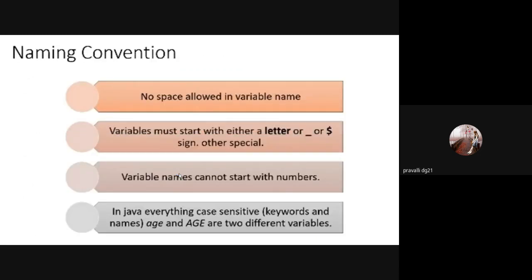Naming convention. No space is allowed in a variable name. Variables must start with either a letter, underscore, or dollar sign. Other special characters are not allowed, and variable names cannot start with numbers. In Java, everything is case sensitive. Keywords you can see here. Age and capital AGE are two different variables. We will see this in a program in detail to get to know everything there.